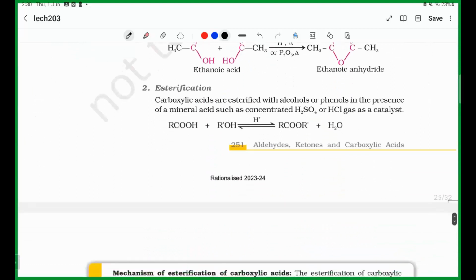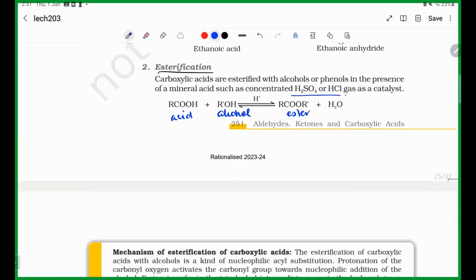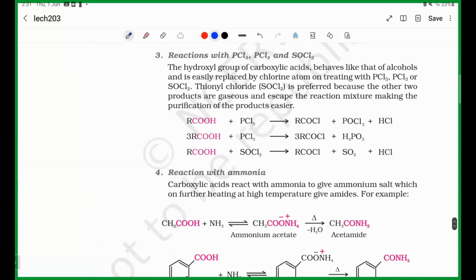So then you have finally the esterification reaction, which we talked about at the beginning of the chapter, that an acid plus an alcohol gives you an ester, in the presence of concentrated H2SO4 as a catalyst. Then you have reaction with PCl5, PCl3, SOCl2. These give you RCOCl, basically acyl halides, as the product.